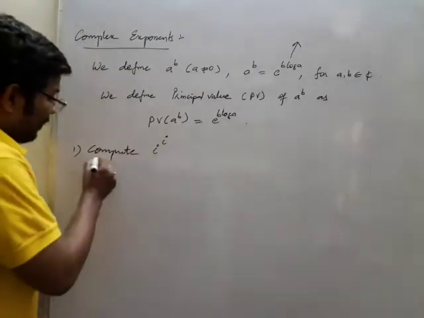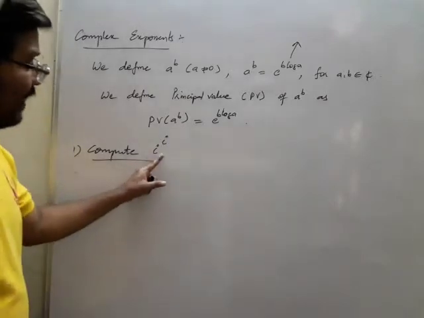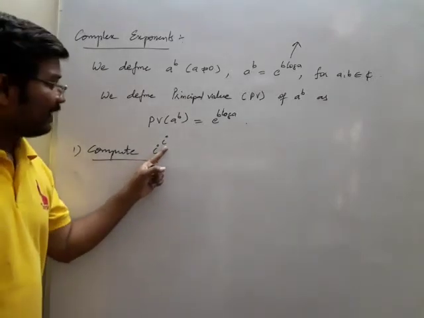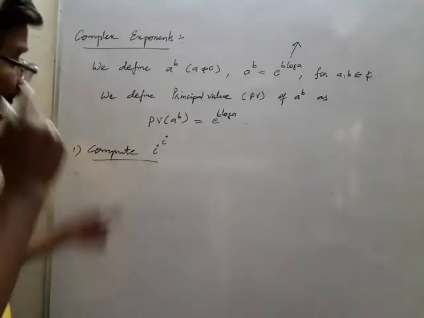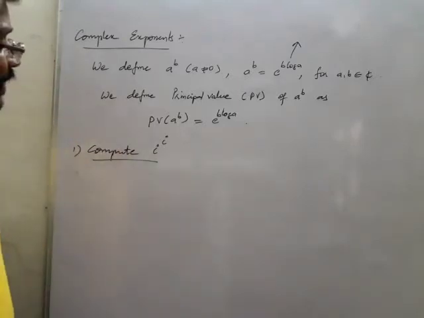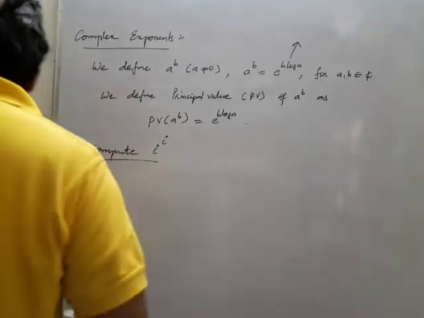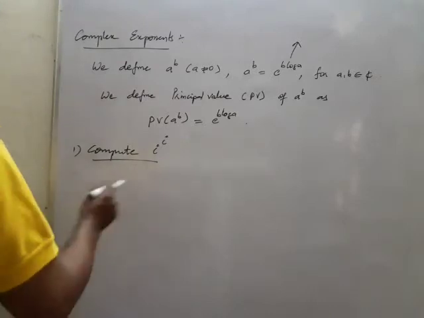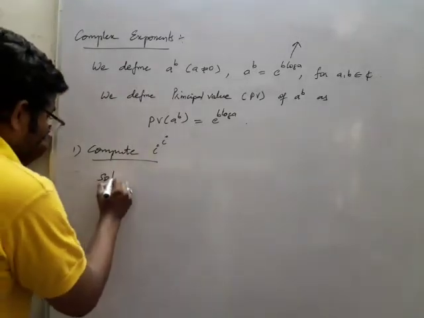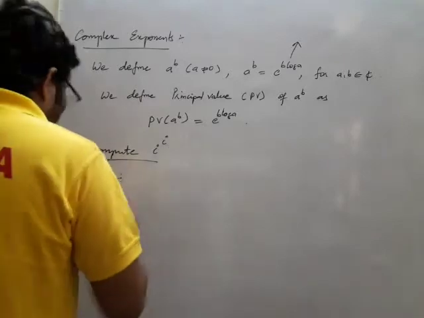Now we'll see one problem. That is, compute i power i. i is a complex number and this exponent i is also a complex number. Now how to find this i power i as a value? We'll try to see now. Okay, so i power i. Now the solution. How to do this one? We'll try to find out.